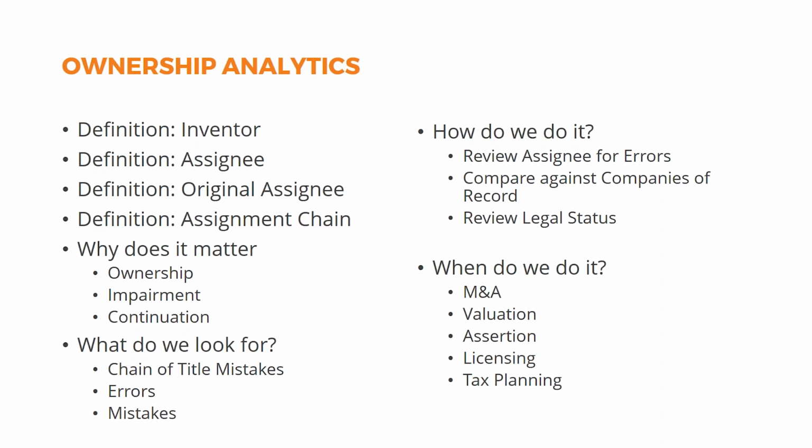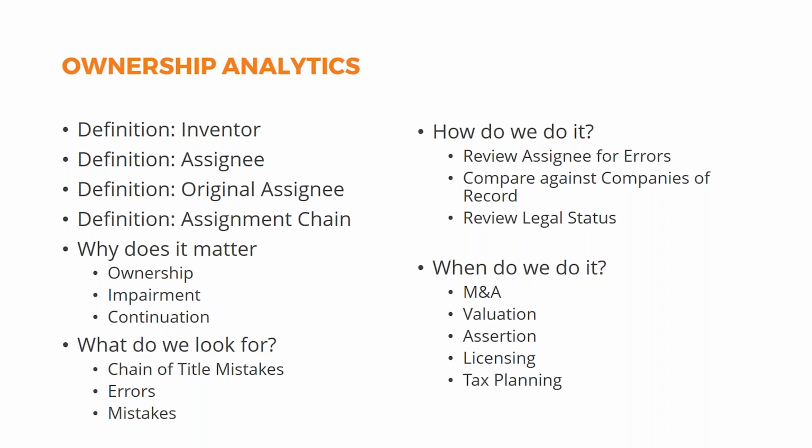So why does it matter? Do you actually own something is probably the most important thing. Did you make mistakes during it, or is your ownership impaired in some way? Did your continuation get filed in the name of the right owner, or if you did a transfer of ownership during the time that the patents were in prosecution, did you actually follow up and reset your ownership chain of title? So what do we look for? Mistakes, especially chain of title mistakes.